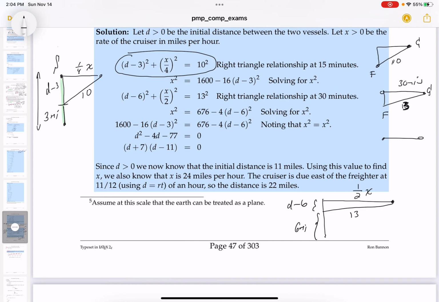All right? So Pythagorean theorem again. It's going to be this side squared plus this side squared. This is a right triangle, by the way. It's equal to 13 squared. This is assuming the earth is flat, by the way. For small distances, it certainly works out fine. All right, so we got those relationships over there.